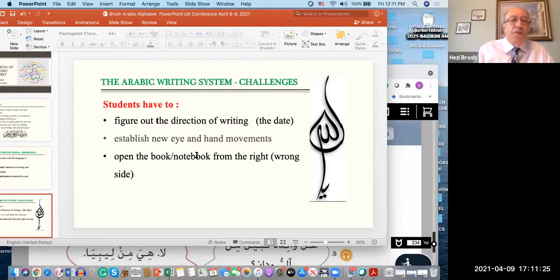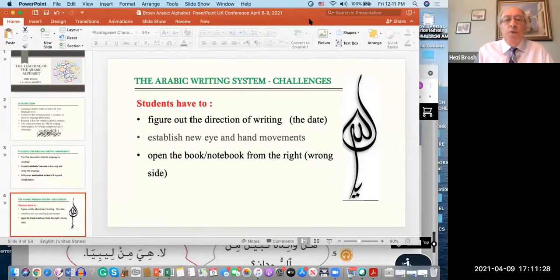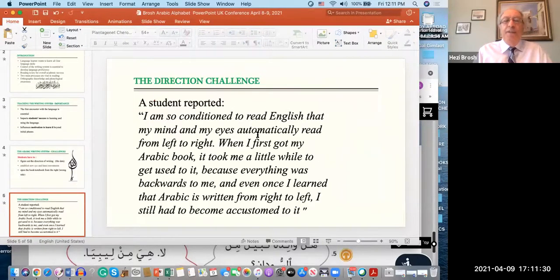Everything looks backwards. Here is what one of the students said: I am so conditioned to read English that my mind and my eyes automatically read from left to right. When I first got my Arabic book, it took me a little while to get used to it because everything was backwards to me. And even once I learned that Arabic is written from right to left, I still had to become accustomed to it.